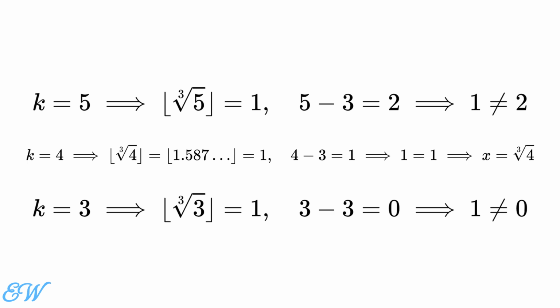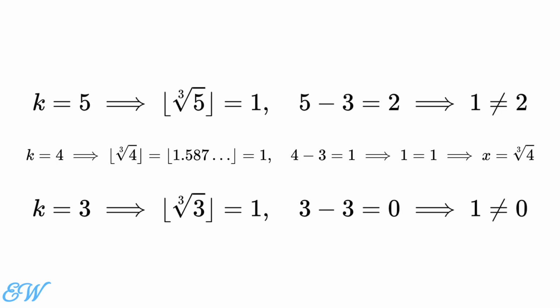Now we need a solution to this equation, so let's plug in values of k until we find it. First, we plug in 5. The floor of the cube root of 5 is equal to 1. If we plug 5 into k minus 3, we get 5 minus 3 equals 2, and 1 is not equal to 2, meaning this is not a solution. For k equal to 4, the floor of the cube root of 4 is 1, and 4 minus 3 is 1, and 1 equals 1, which means that x equal to the cube root of 4 is one of our solutions.